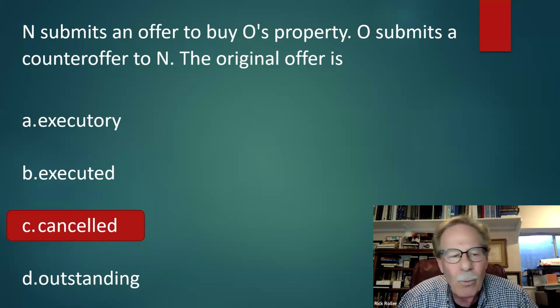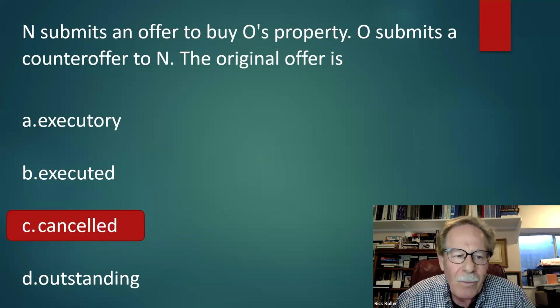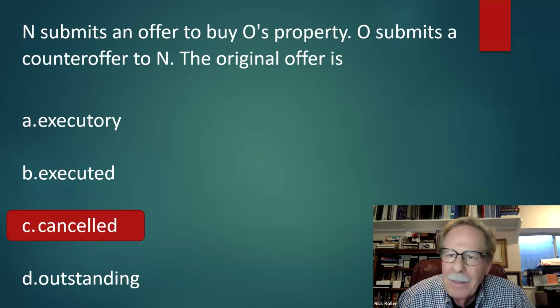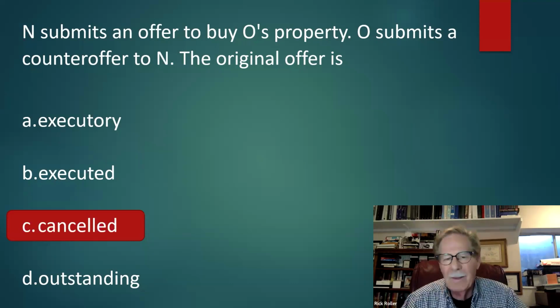It won't be the exact word for word question, but the concepts are the same. Mainly what you're trying to do is eliminate the obvious wrong ones, and that betters your chance. Like in this one, it wasn't executed and it wasn't outstanding, or it was kind of maybe executory, but it was definitely canceled when you made the counter proposal.